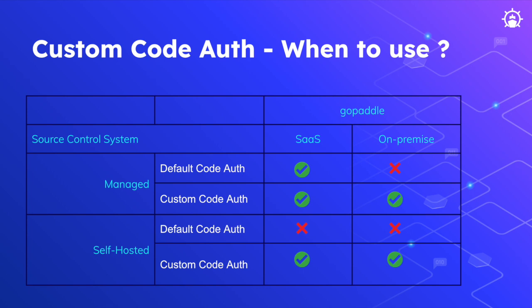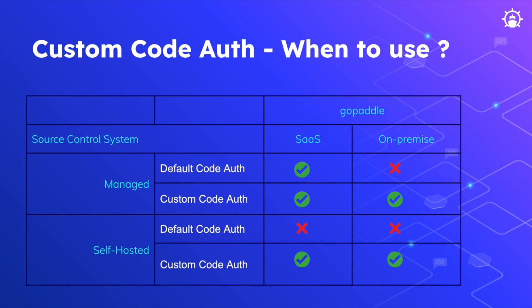This table gives an overview of when to use custom code authenticators. We have 4 different combinations based on the kind of gopaddle subscription and the kind of source code platforms. You may be using a SaaS or an on-premise edition of gopaddle. Similarly, you may want to use a managed source code system like github.com, gitlab.com or bitbucket.com, or use a self-hosted version of the source code system.